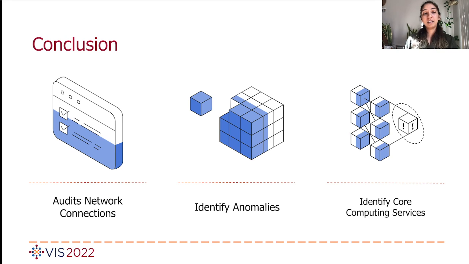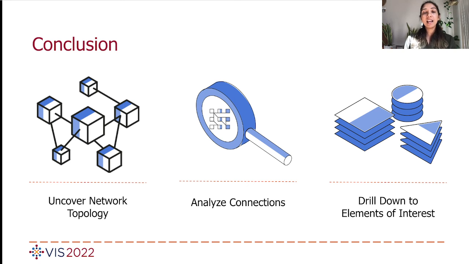To conclude, Portola has been successful in aiding network analysts to audit network connections and identify anomalies in one cohesive system. Users can identify core computing services running on these ports through the port view. Portola's layouts support uncovering the network topology and analyze connections between the highest and the lowest level of order within their network structure. It also facilitates drilling down on elements of interest while viewing the entire network topology and not losing context.